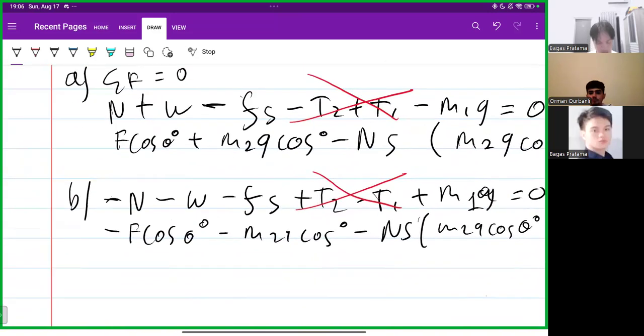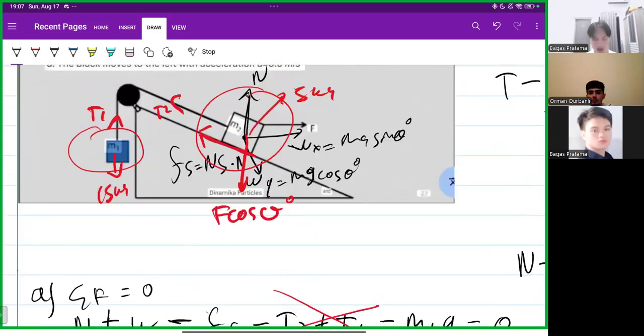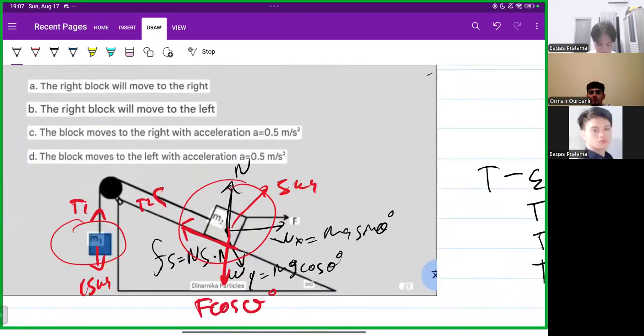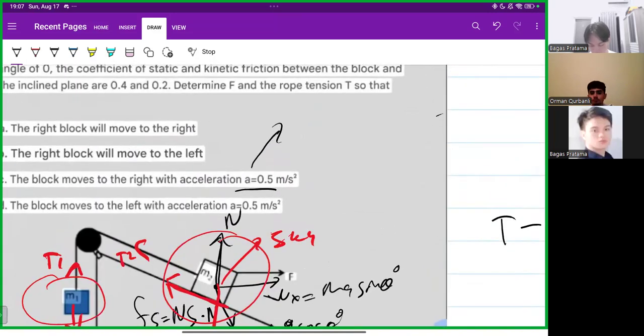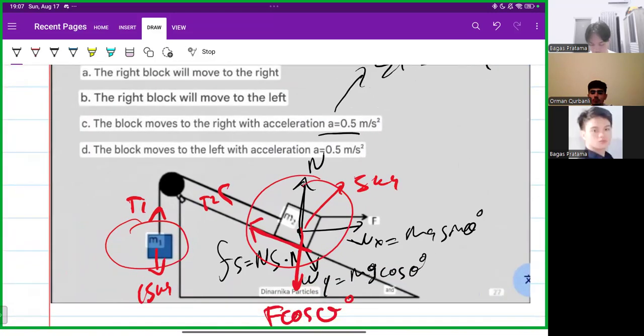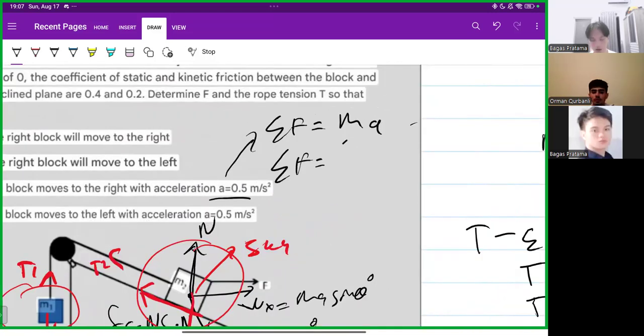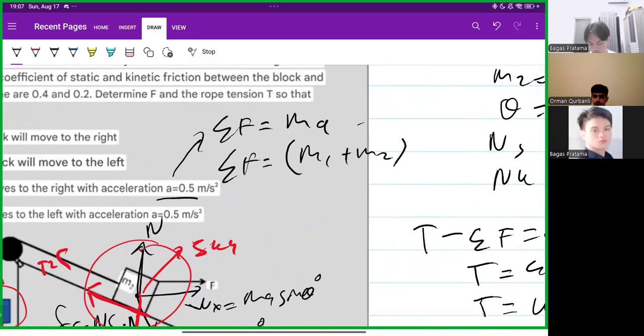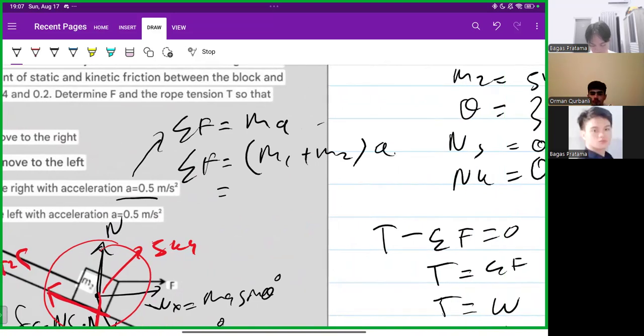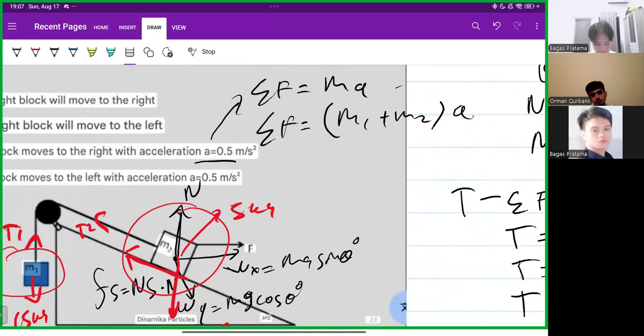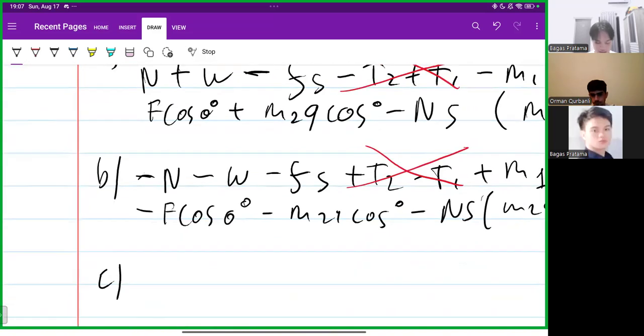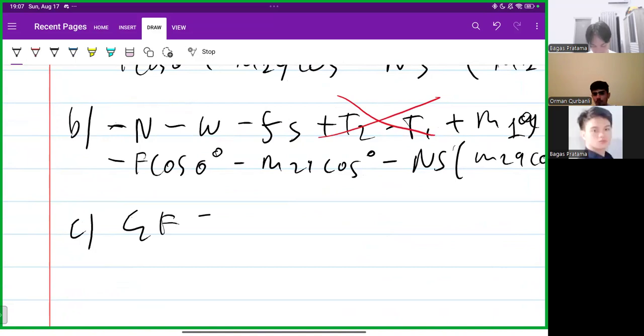For C, it's different because we have to use this acceleration. So we use sigma F equals ma, because there are two objects in here. We have the total mass of m1 plus m2 and the acceleration. Okay, but this is still the same total forces, m1 plus m2 times a.